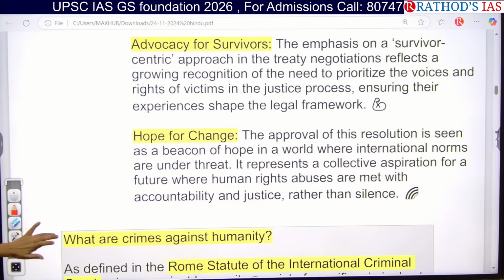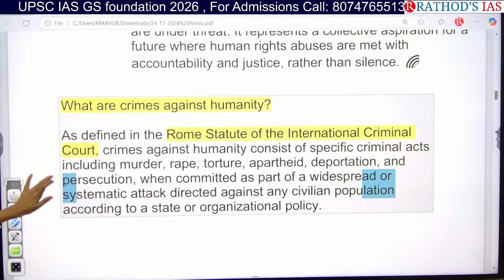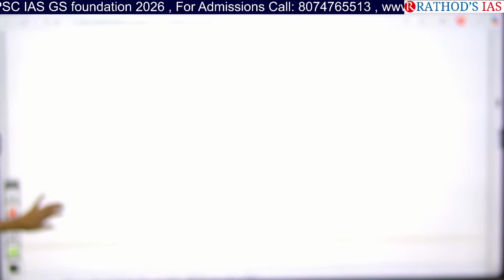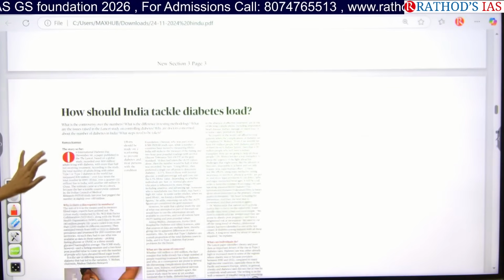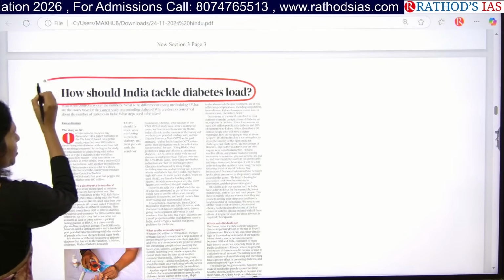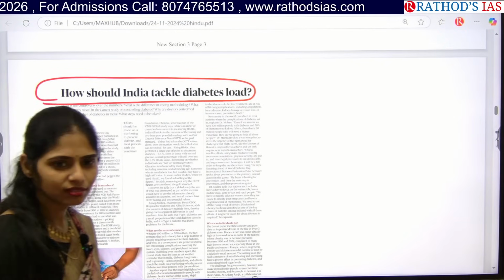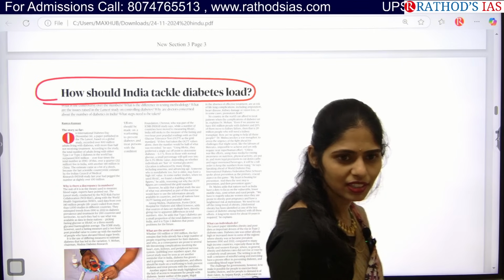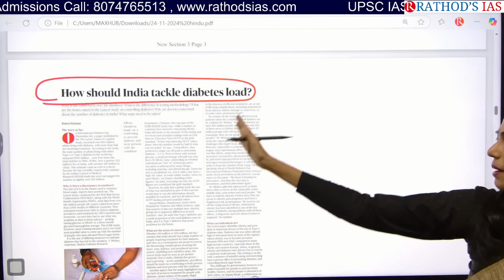Okay, so I talked about what crimes against humanity are and gave you examples. And see this article: How should India tackle diabetes load? So what is the meaning of load? Load is nothing but burden. Yes or no? So what is this diabetes load?